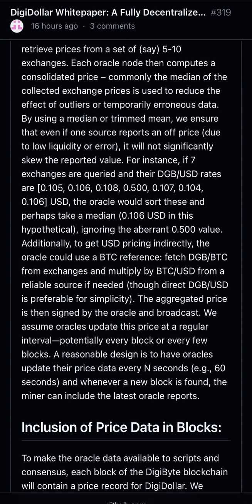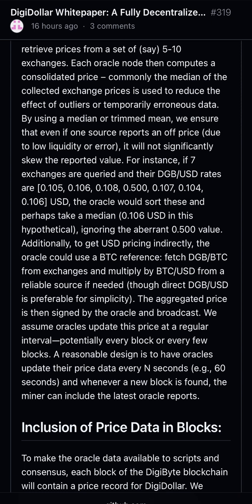For instance, if 7 exchanges are queried and their DGB/USD rates are 0.1050, 0.1060, 0.1080, 0.500, 0.107, 0.104, 0.106 USD, the Oracle would sort these and perhaps take a median, 0.106 USD in this hypothetical, ignoring the aberrant 0.500 value.